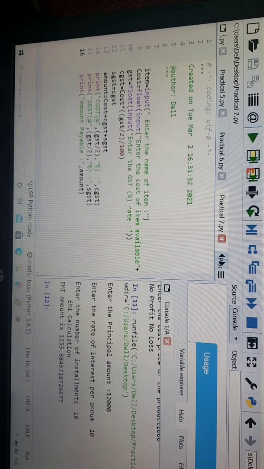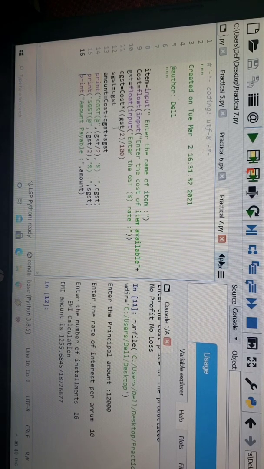I'm not fixing it here at 18%. Here you can see you have to enter the name of the item, then the cost of the item, and then the GST rate. It could be anything. Then it should be divided by 2. Why 2? Because we know that it is going to be divided into 2 parts.